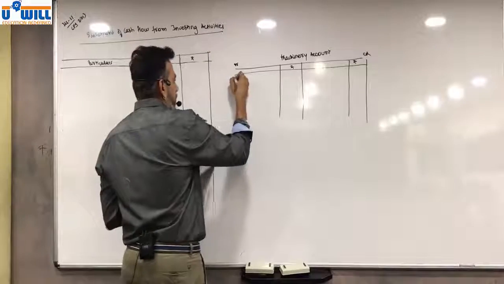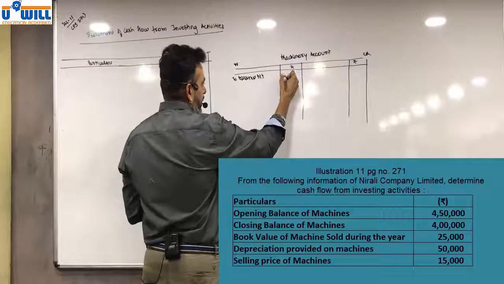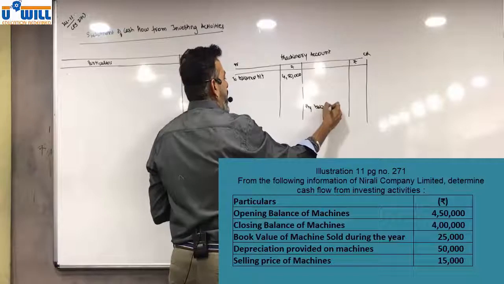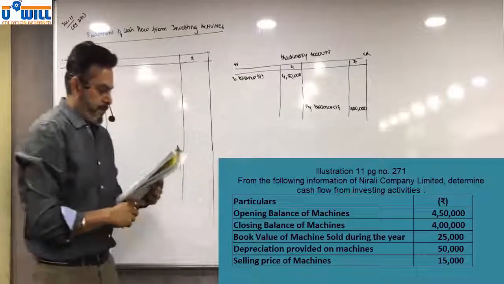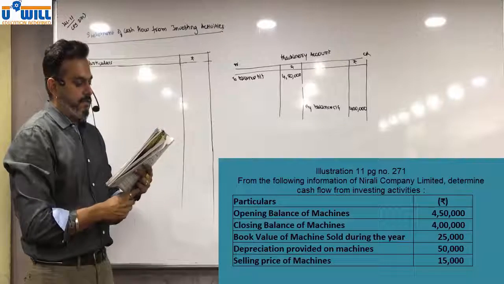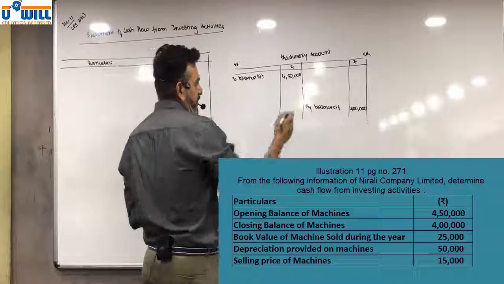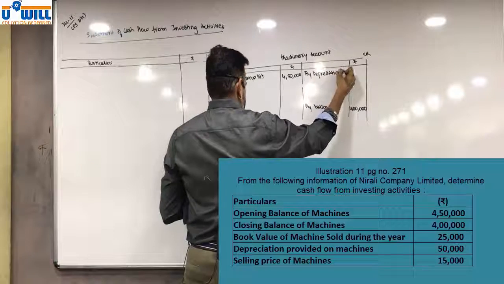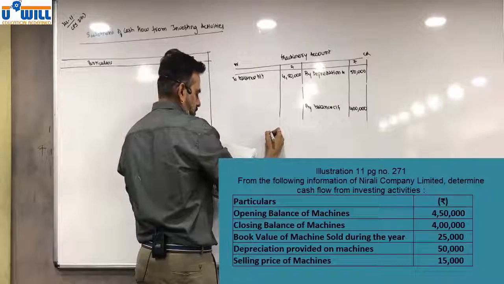Now let's write opening balance to balance brought forward. Whatever information is there first, you write that. 4,50,000 by balance carried forward, closing balance 4 lakh. Book value of machine sold 25,000. And depreciation provided on machine. First let's write depreciation. By depreciation 50,000.